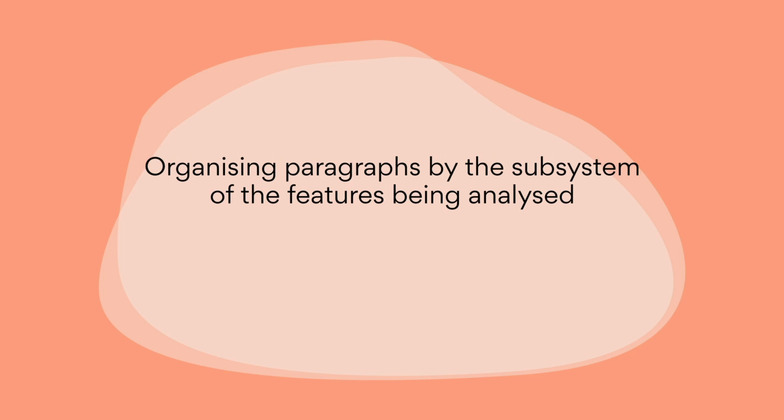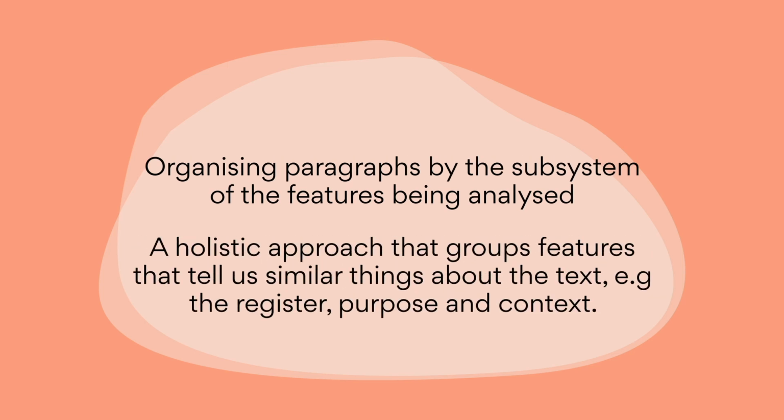Some methods of organising an AC that work for some students include organising paragraphs by the subsystem of the features being analysed, or a holistic approach that groups features that tell us similar things about the text. For example, writing a paragraph about register, one for purpose, and another for context.